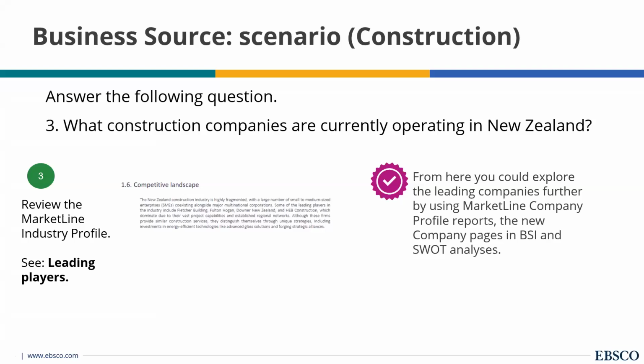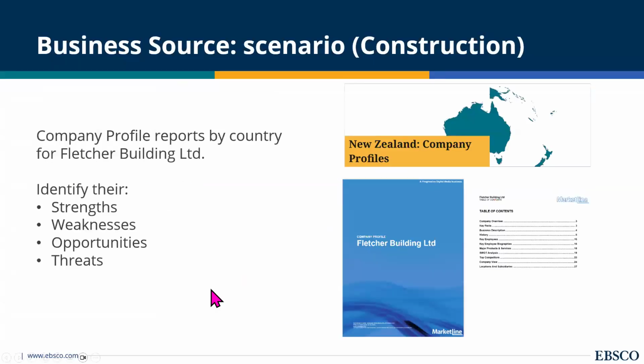So I'm going to show you another little feature of the business searching interface too. We're going to pick on that company, which is Fletcher Building Limited. So a couple of ways we can do this. We can navigate into New Zealand, we can browse company profiles, and we can find their company profile reports or their SWOT analyses. We can also just simply search for them.